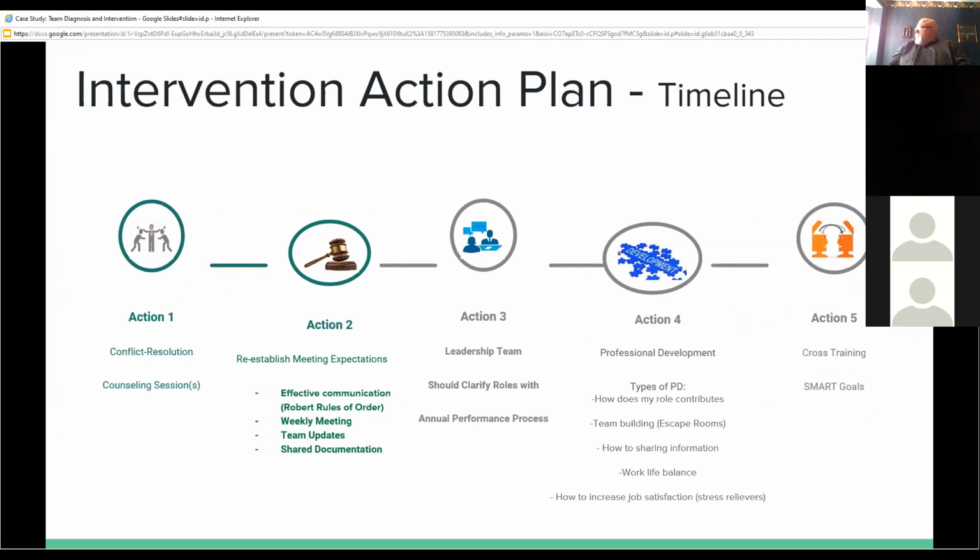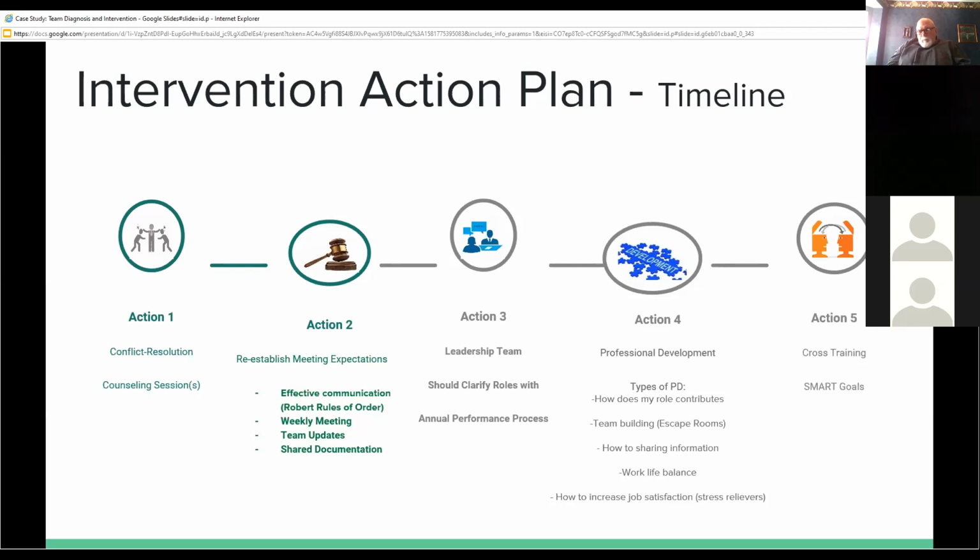For action 3, we are going to have a leadership team, and we're going to clarify our roles, and we're going to have an annual performance process. We thought that it was important for each team member to know exactly where they stood. It would make them more aware of areas of improvement and help out with accountability.